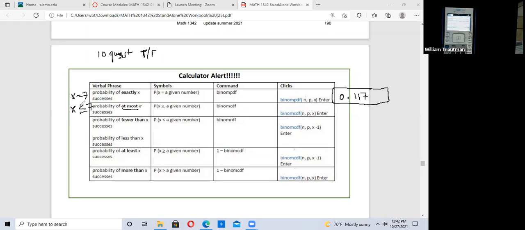So this is what it would look like, the probability that X is less than or equal to 7. And I would write this down. Well, they have it right here, at most.